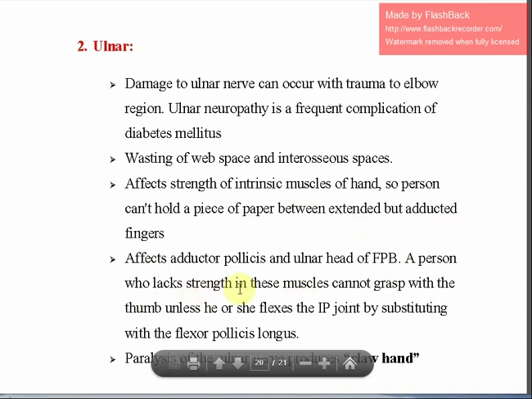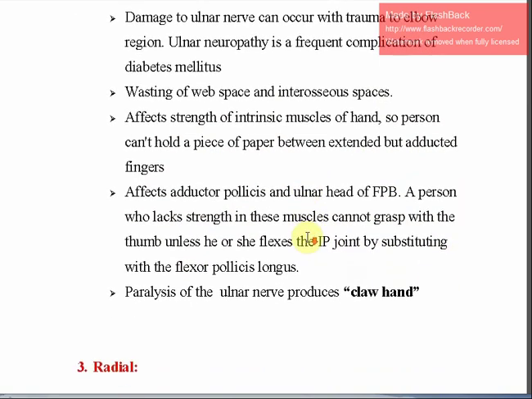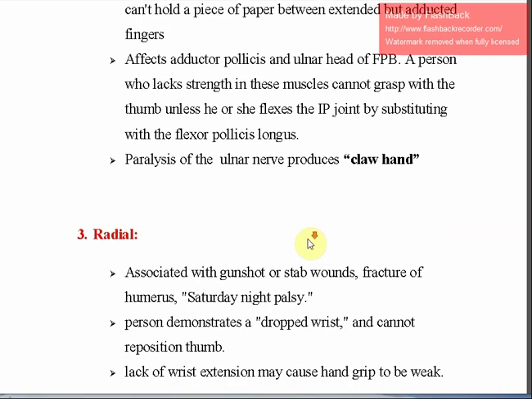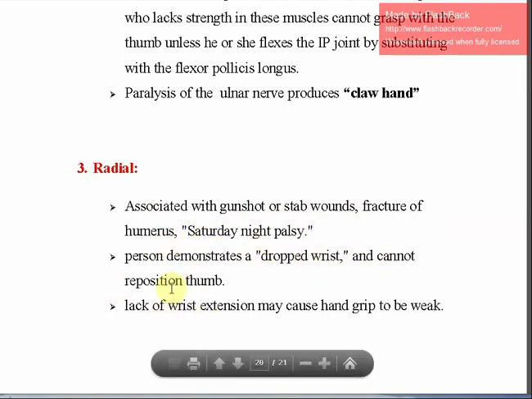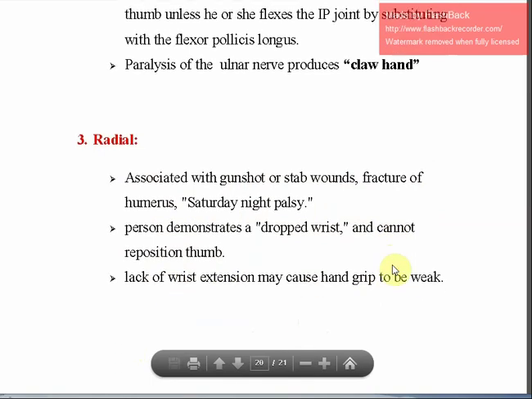A person who lacks strength in these muscles cannot grasp with the thumb unless he or she flexes the IP joint by substituting with the flexor pollicis longus. Paralysis of the ulnar nerve produces claw hand. If the radial nerve is injured, associated with gunshot or stab injuries or fracture of the humerus, causing Saturday night palsy, there is wrist drop, where the person cannot reposition the thumb. Lack of wrist extension may cause hand grip to be weak.